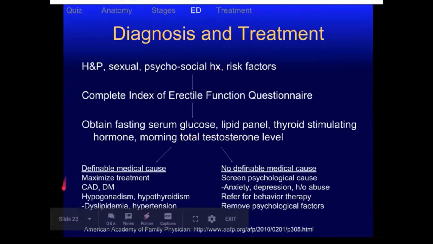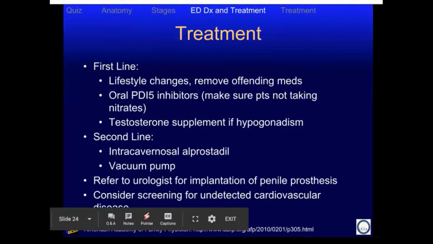So then these are the known definable medical causes of ED, and depending on the extent of ED, there's different kinds of treatment, both medications, which is usually how it started, and then more aggressive interventions like penile implants. And then, of course, there's the non-definable medical causes, so psychological conditions and factors like depression that are harder to manage and treat.